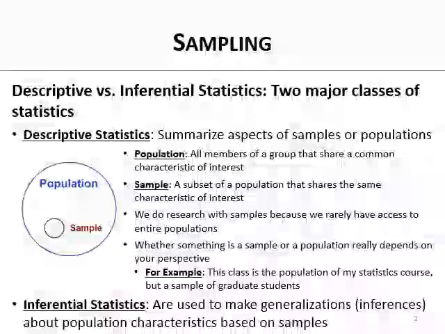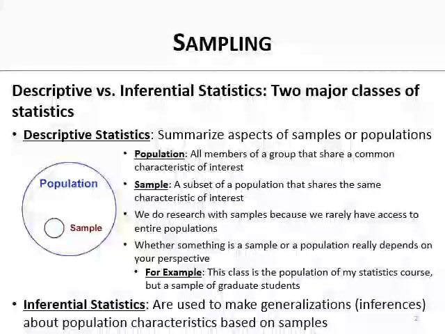Inferential statistics, the other major class, are used to make generalizations or inferences about a population from a sample. So you calculate sample statistics and whatnot to try to make a guess of what's going on in the population.